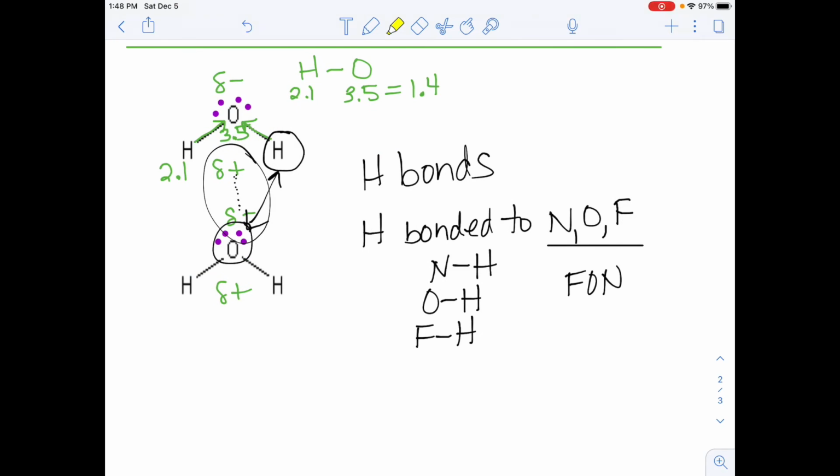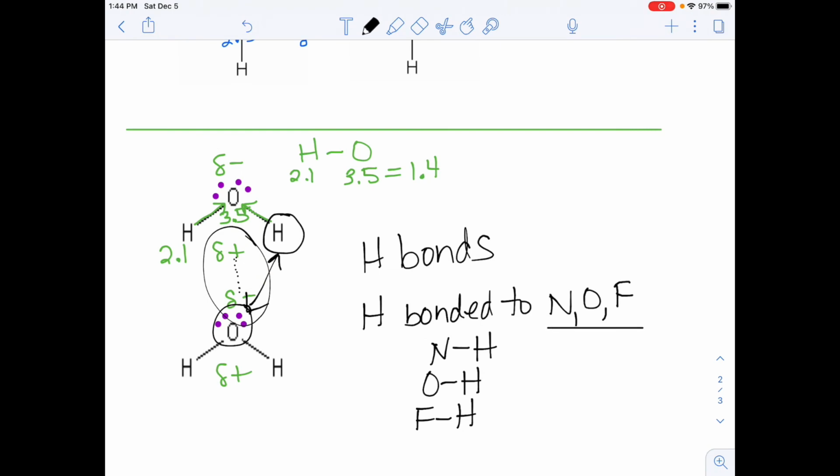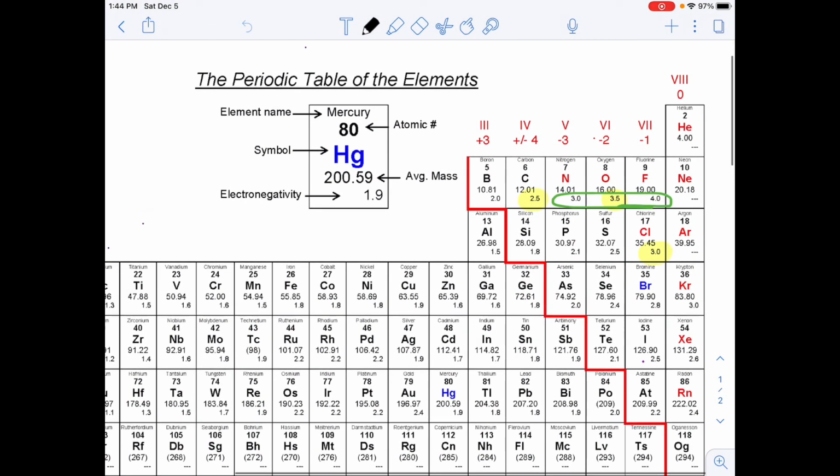The reason hydrogen bonds are much stronger than regular dipole-dipole intermolecular forces is because you not only have such a big difference in electronegativity between this hydrogen and oxygen in one molecule, you also have it in the other one. So this partial positive end is attracted to this partial negative end, plus you have such a big difference between this partial negative end and this partial positive. There's a couple ways you can remember this. NOF, nuff said, or FON, kind of like calling somebody. Or you'll just remember because they are these top three elements here in the top right corner.